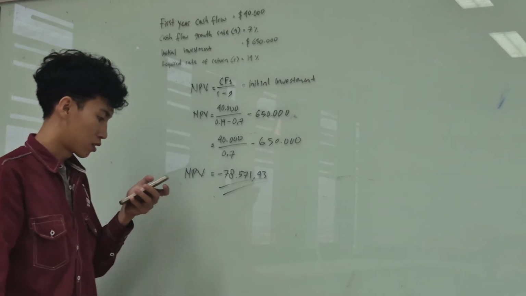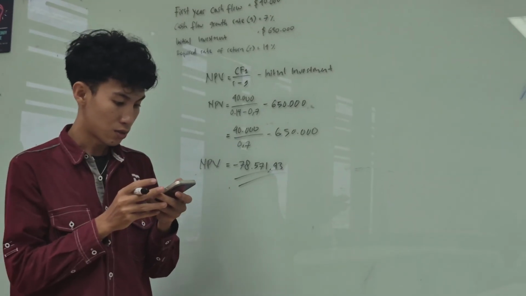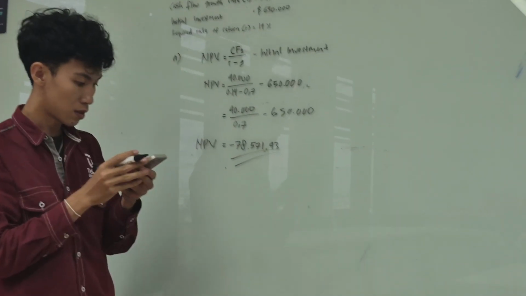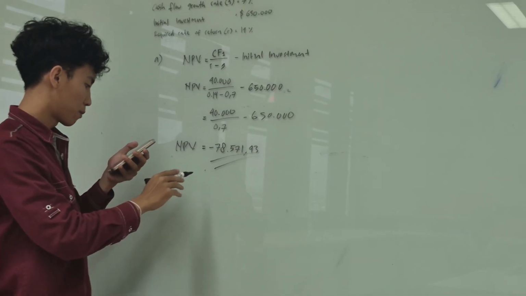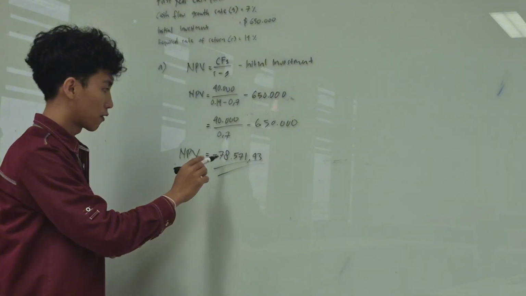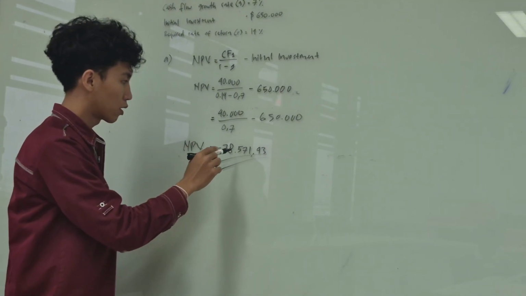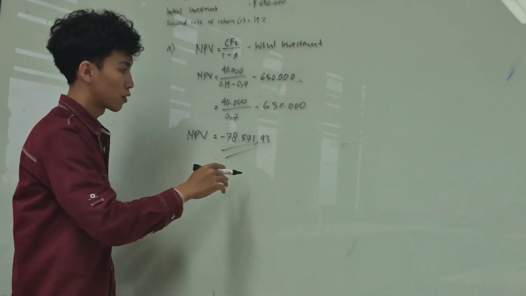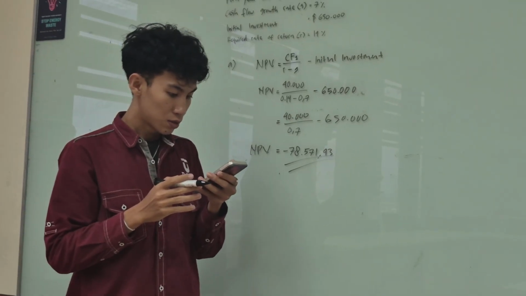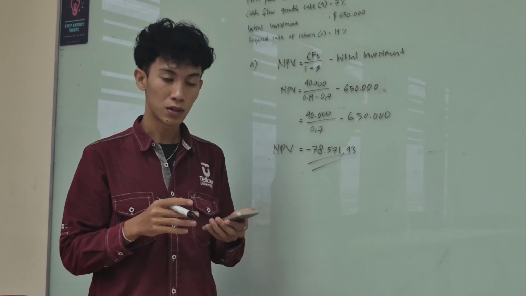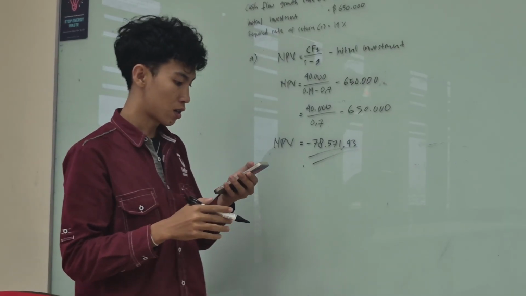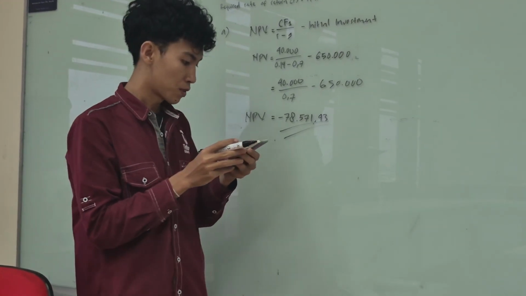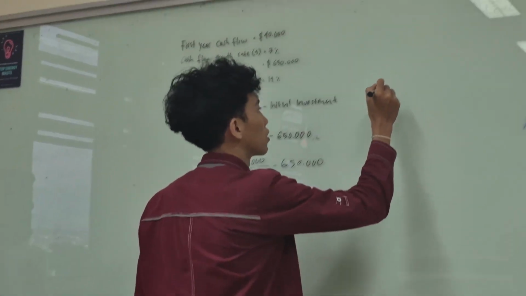Okay, the conclusion for the first question is the NPV of the project is negative 78,571.43. So that means the project isn't viable if the company requires a 14% return.